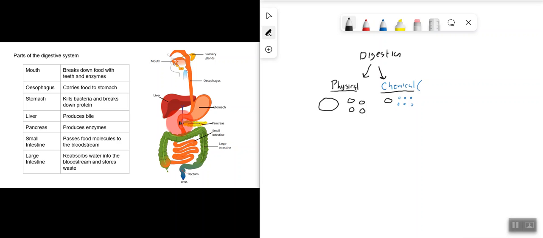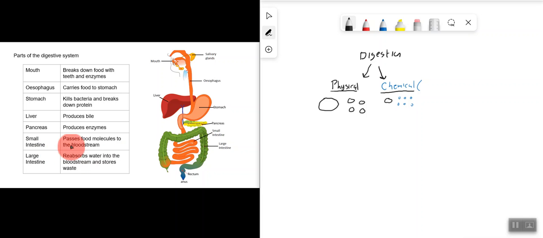Then the food passes down into what's called the small intestine, which is a long muscular tube. The small intestine passes food molecules to the bloodstream. Once the food is sufficiently digested by the stomach, the liver and the pancreas, it gets passed down into the small intestine, and then it's transported into the bloodstream, and the bloodstream brings the nutrients all over the body.